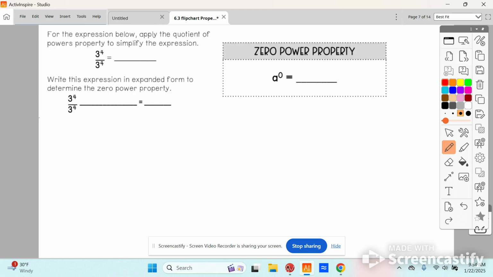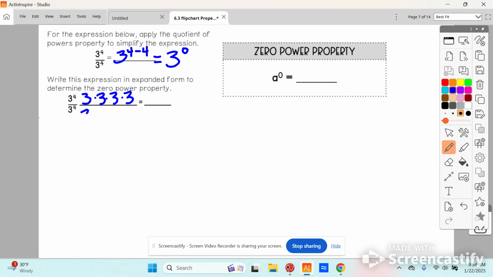Now, we're going to use the quotient of powers property again with our 3's. So we have 3 to the 4 over 3 to the 4, so I'm going to write 3 to the 4 minus 4. Well, 4 minus 4 is 0, so I end up with 3 to the 0. We're going to write this expression in expanded form to determine the 0 power property.